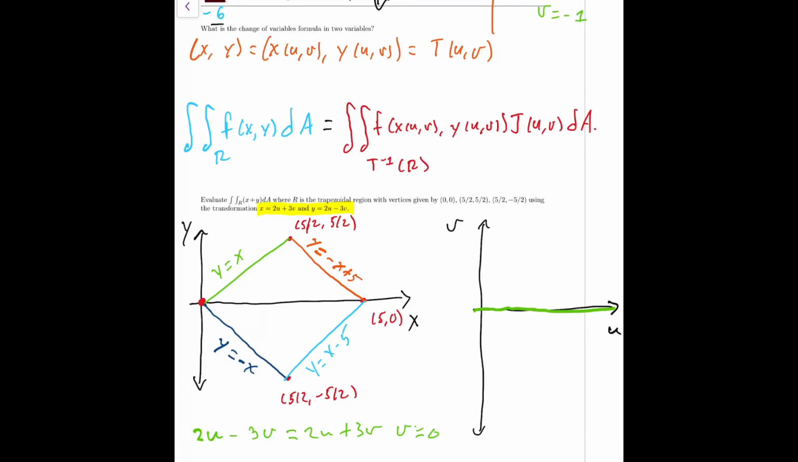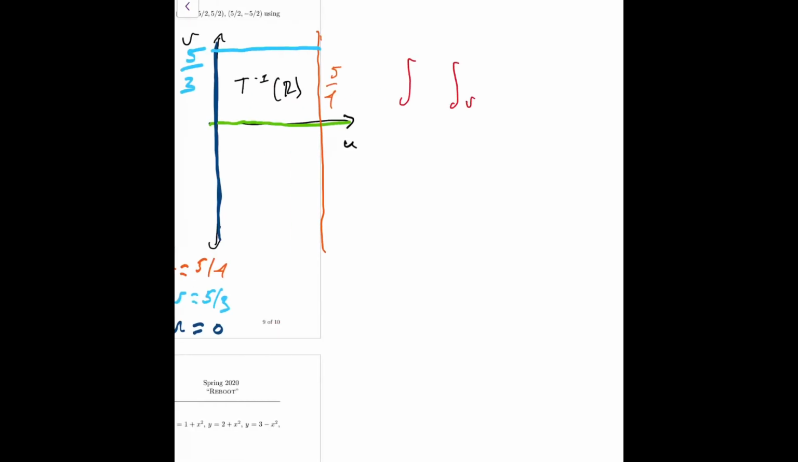Now the orange line, the left-hand side is y is equal to 2u minus 3v. So for the orange line, that equation becomes 2u minus 3v is equal to minus 2u plus 3v plus 5. And rearranging this, we see that u is equal to 5 over 4. Using similar methods as this, we see that the blue line is transformed to v is equal to 5/3, and the dark blue line is transformed to u is equal to 0. And so I will sketch all of those now. And so now I can begin to do the integral.